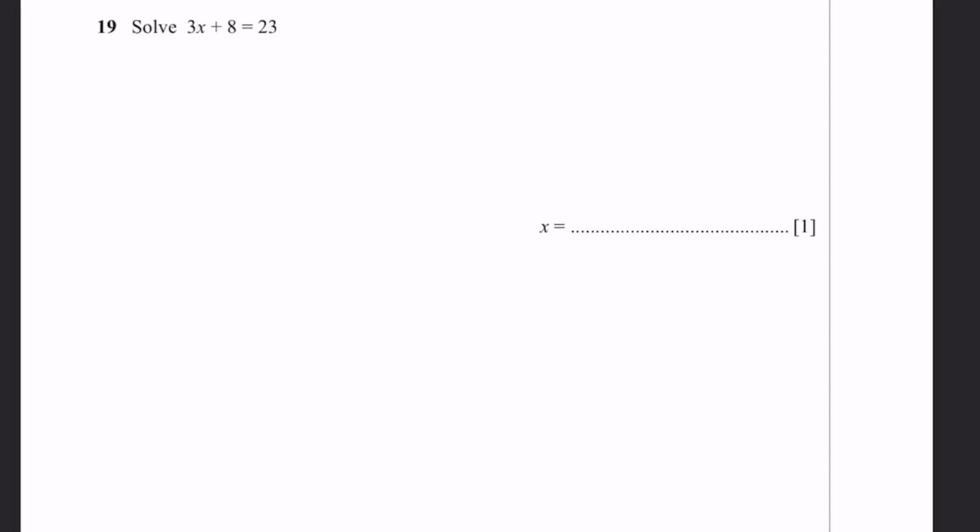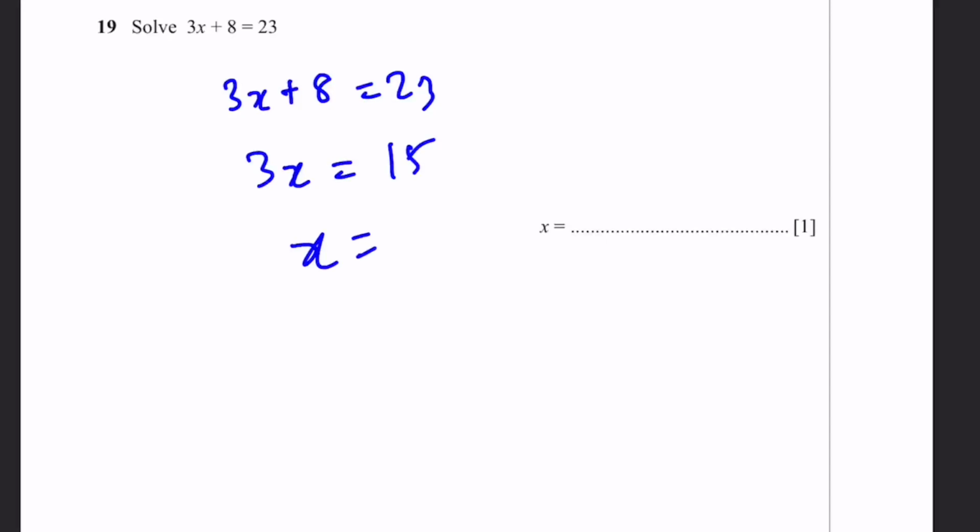Question 19. Solve 3x plus 8 is 23. So 3x plus 8 is equal to 23. 3x is equal to 23 minus 8, which is 15. x is equal to 15 divided by 3, which is 5. That's the answer. Question 20.